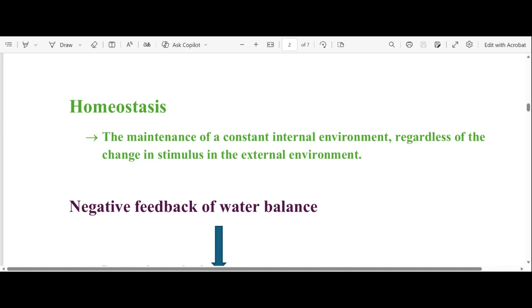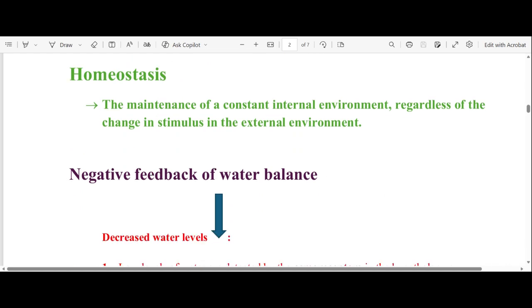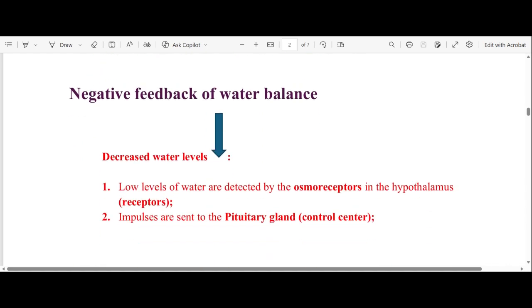We can simplify this by saying that it's the maintenance of the same internal environment regardless of what's happening outside, or in the external environment. So that's the simplest way to explain this definition. Okay, now let's go to negative feedback of water. How does our body maintain water balance?